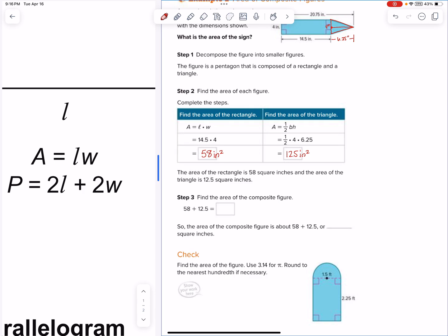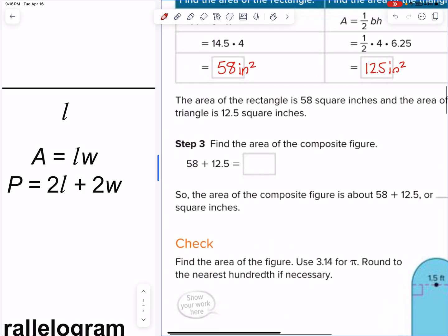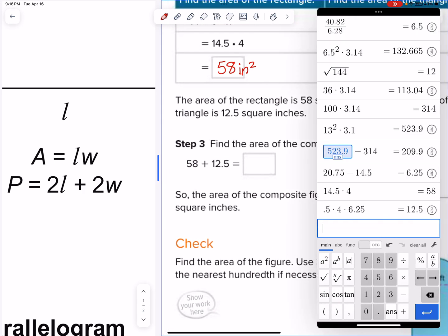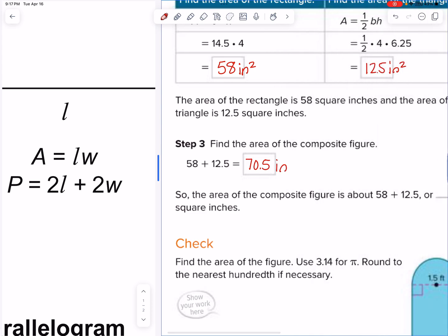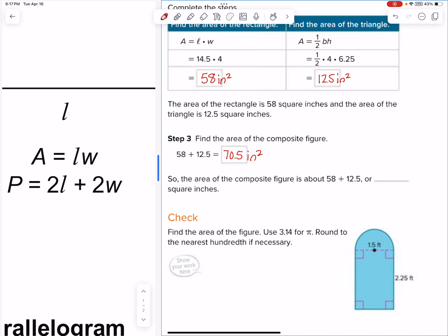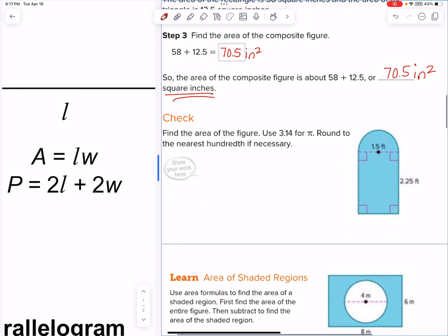So now that we know the area of those two pieces, we can go ahead and add them together. So our 58 plus the 12.5, and we get 70.5. But that's a total area, so it's inches squared. So the area is 58 plus 12.5, or 70.5, and they wrote square inches. I like just writing inches squared every time. All right, so let's go ahead and try this.